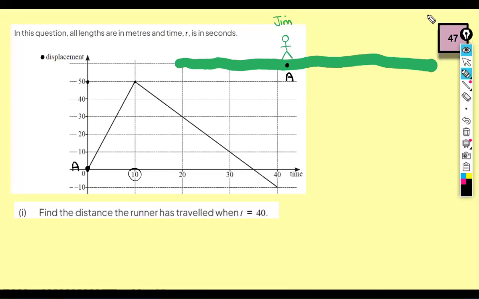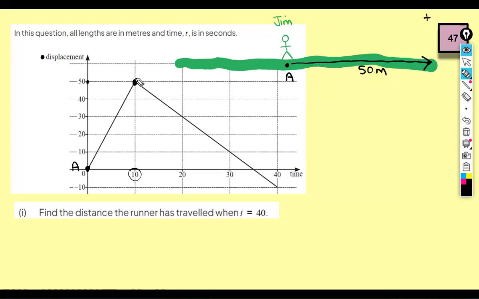So let's just choose a direction to be positive. Let's just choose to the right to be positive. So for the first 10 seconds, he walks 50 meters. So he now walks 50 meters. That's in the first 10 seconds.